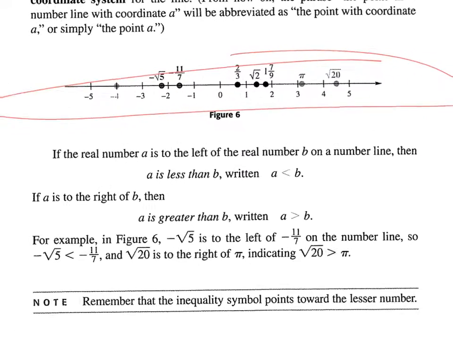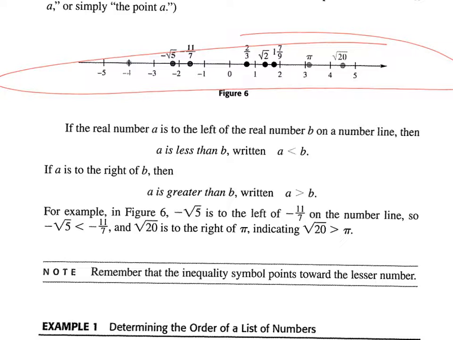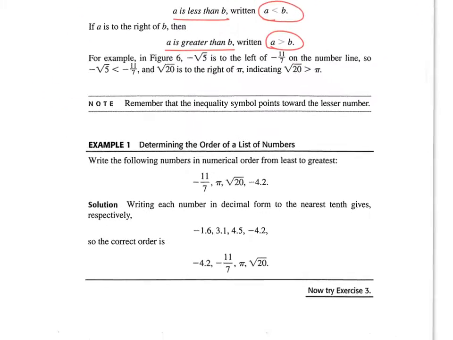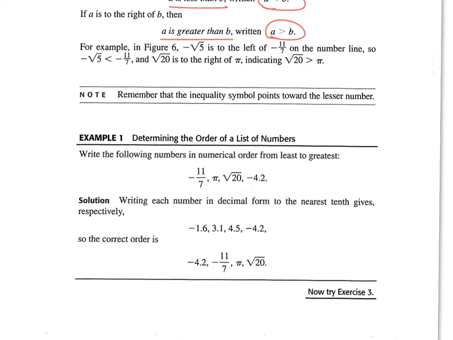This is comparison or inequalities. So something like A is less than B, or the symbol would look like this, and A is greater than B, the symbol would look like this. The larger part is always open towards the larger number. So example 1 is just like writing them in order from least to greatest.